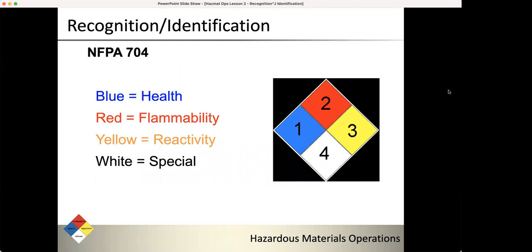Another type of identifier is the NFPA 704 symbol. It has 4 categories of information. The blue area is the health information, red is flammability, yellow is reactivity, and white is special considerations. These are on fixed facilities. Sometimes you'll see them other places as well, but they are specifically for buildings.